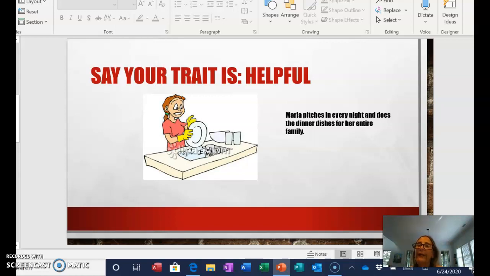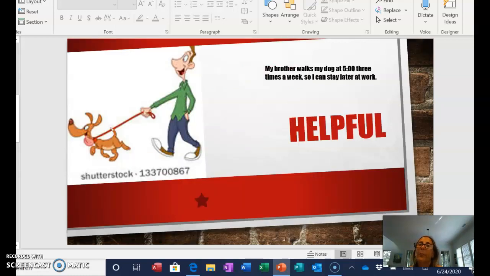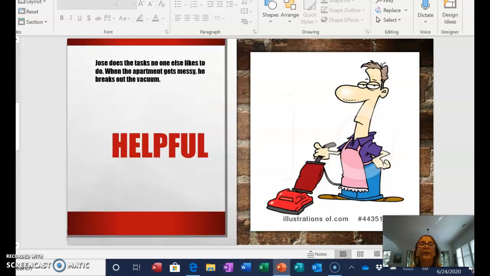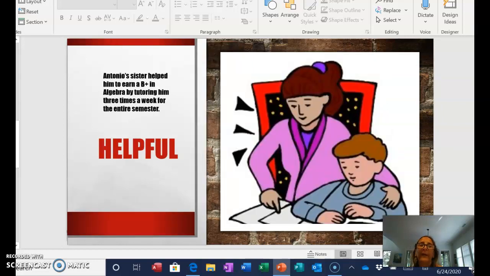Let's do an example. Say the trait that you're working on is helpful. Maria pitches in every night and does the dinner dishes for her entire family. My brother walks my dog at 5 o'clock 3 times a week so I can stay later at work. This shows he is being helpful. Jose does the task that no one else likes to do. When the apartment gets messy, he breaks out the vacuum, showing helpfulness, the quality of being helpful.